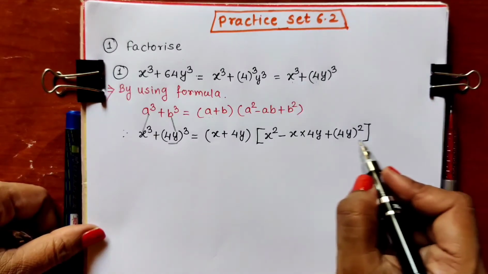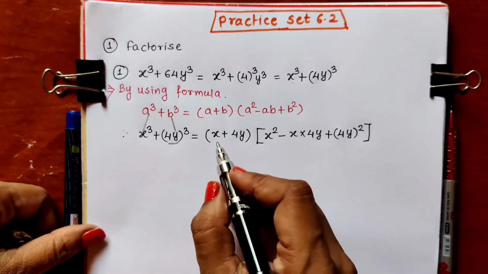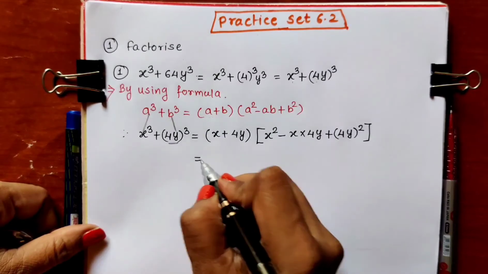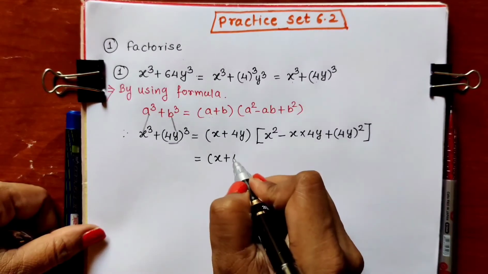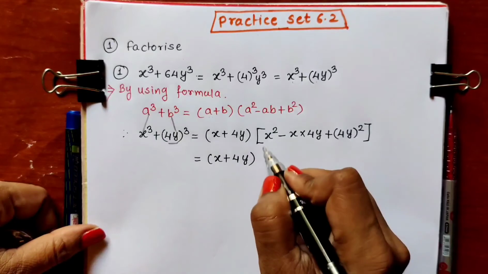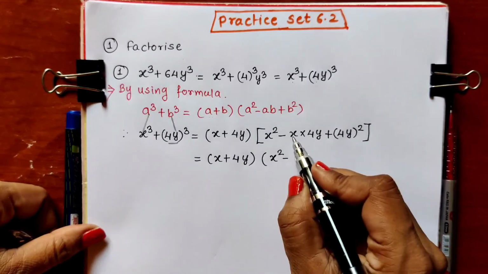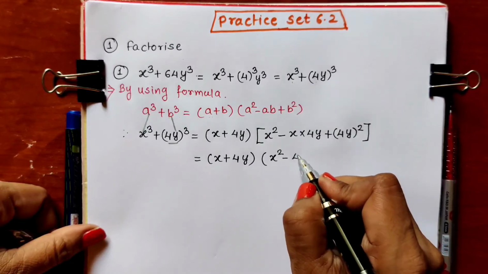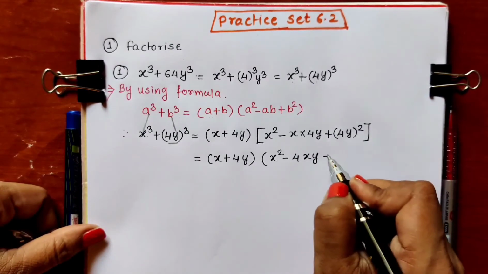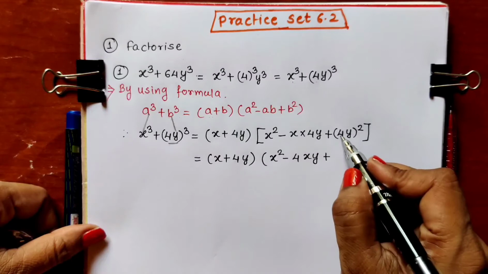Now this bracket we can solve. First bracket we cannot solve anything, so first bracket we write as it is, x plus 4y. Now second bracket, x square minus x into 4y will be 4xy, plus 4y square. What is 4 square?